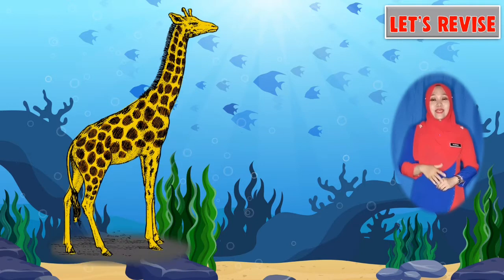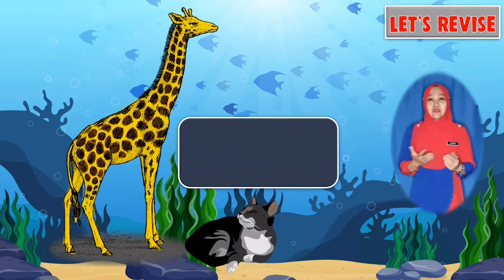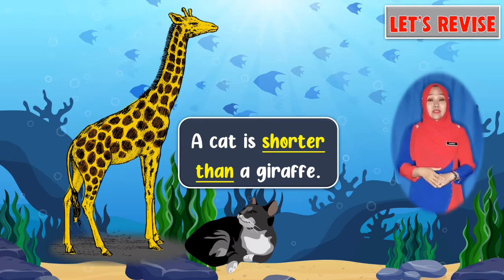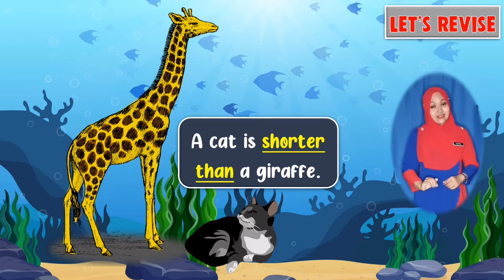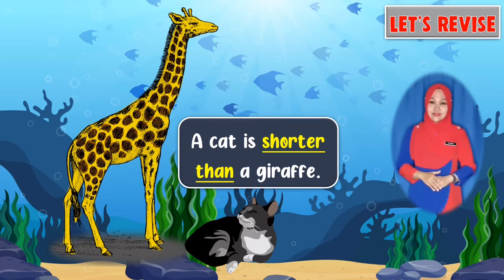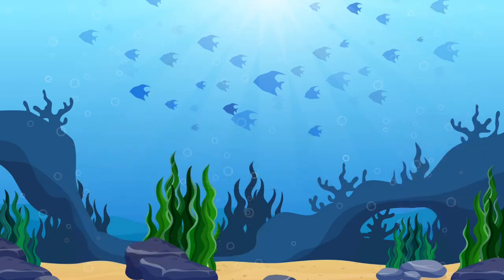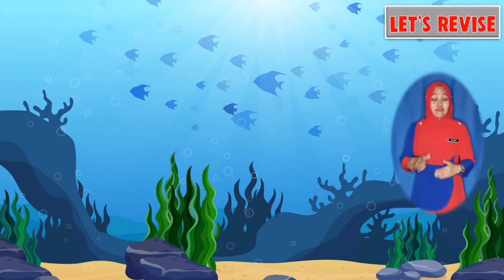Let me show you this sentence. Do you still remember we talked about a cat and a giraffe? So, we say a cat is shorter than a giraffe. Let us review comparative adjectives we have learned in the previous lesson. Let me show you the sentences.